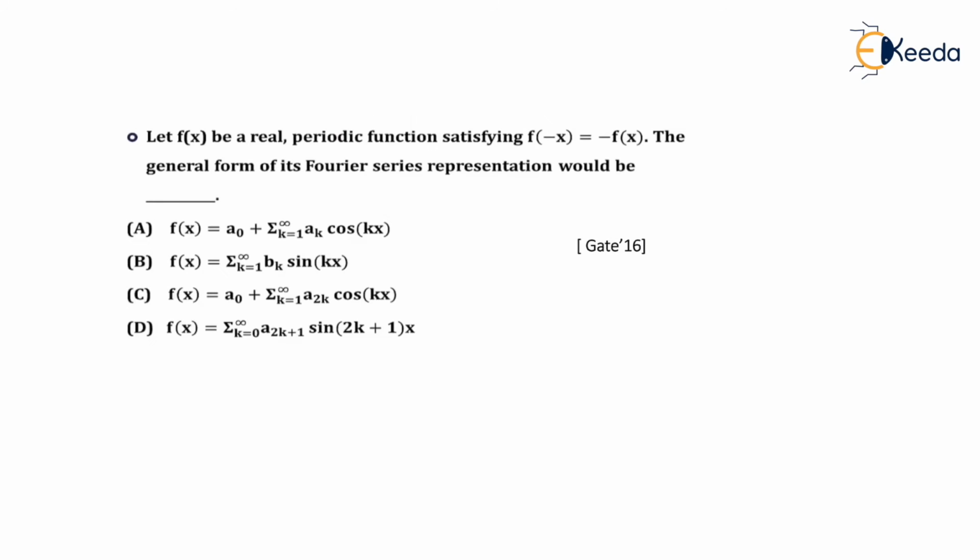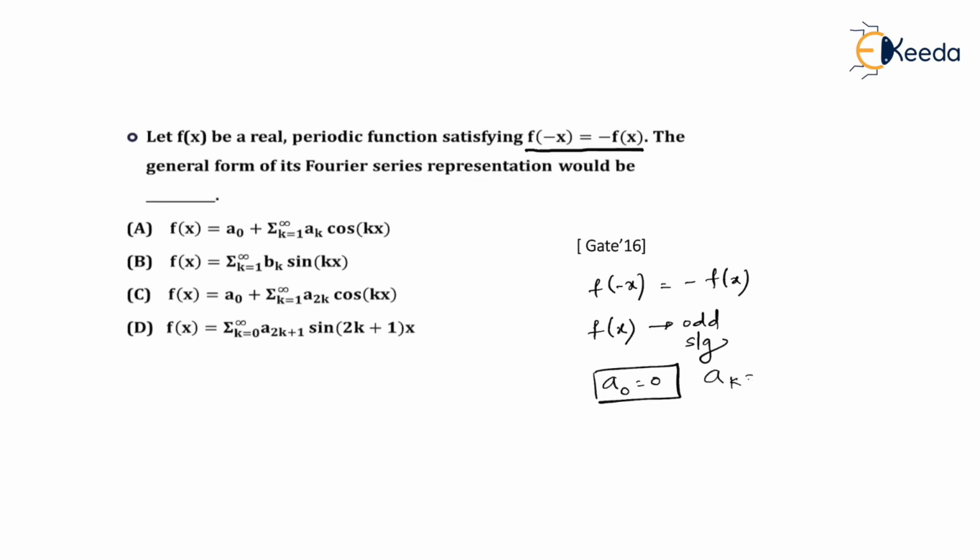Let's go to the next question. Let f of x be a real periodic function satisfying f of minus x equal to minus of f of x. The general form of its Fourier series representation would be. So what do you come to know from this given relation? We know that when f of minus x is equal to minus of f of x, it means f of x is an odd signal. And whenever it is an odd signal, we know that a naught is always 0. In fact, ak is also 0. Only bk will have some non-zero value and it will contain only sine terms.